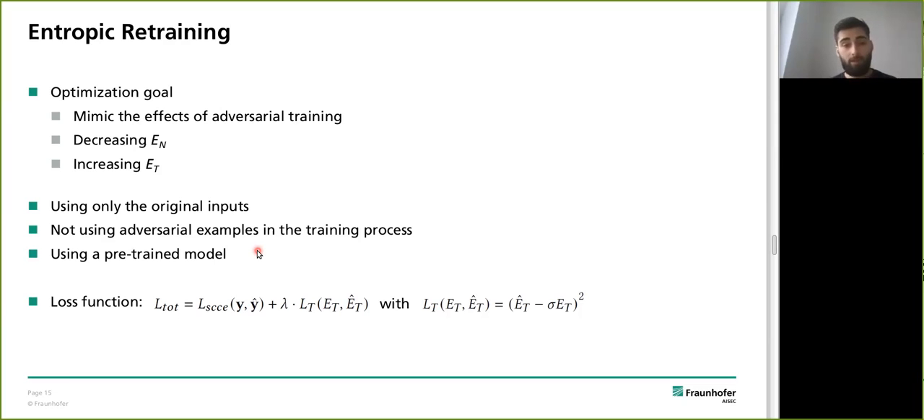On the bottom of the slide, we can see the loss function which we used during our training approach. It consists of two components. The total loss function consists of the normal loss, in this case the sparse categorical cross entropy, which is just a measure for the classification performance of the neural network. And the second term is a measure which quantifies the distance of our currently measured ET compared to the ET which we want to optimize towards. So we want to increase our ET. In this term, the distance is calculated such that the loss gets higher the further we are away from our target ET.